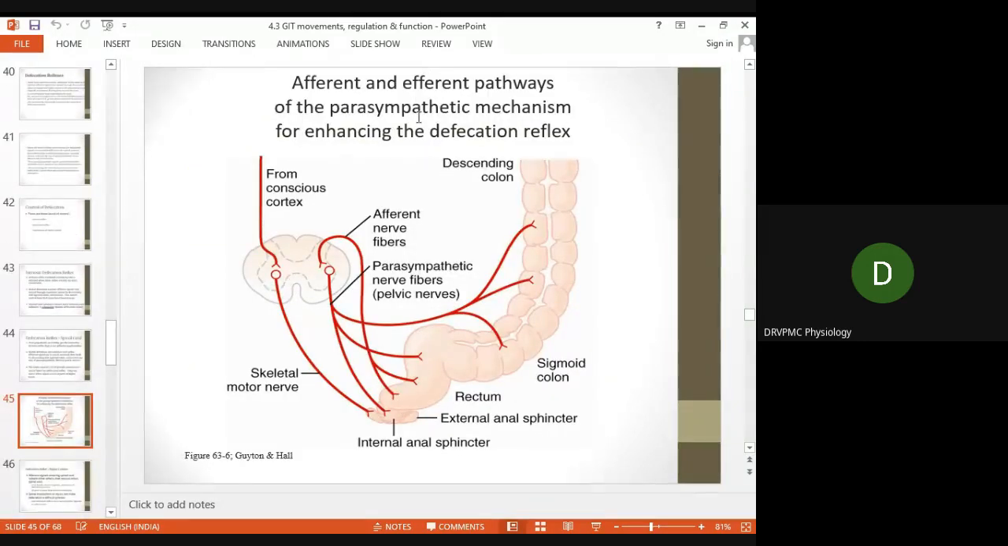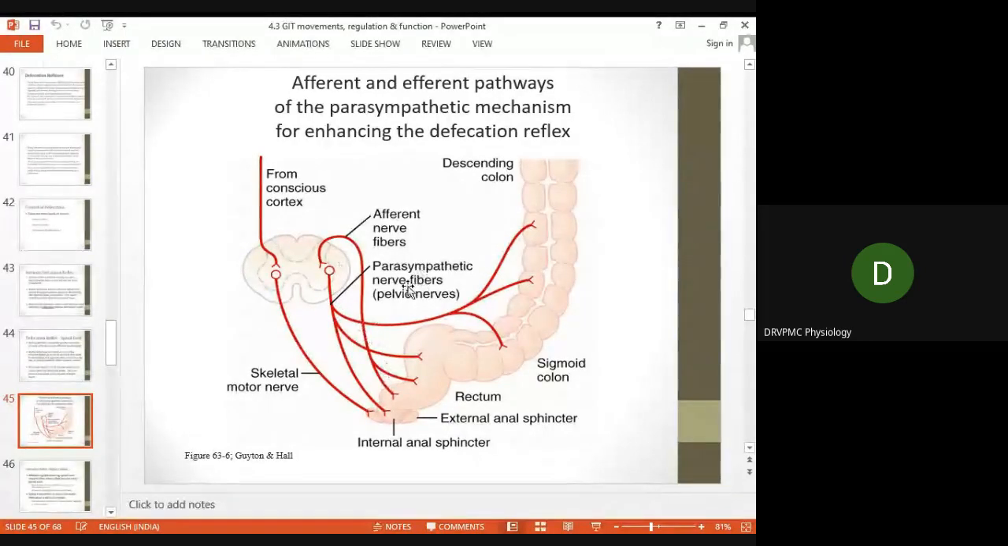Afferent and efferent pathways of the parasympathetic mechanism for enhancing the defecation reflex. Here you can see the descending colon, the sigmoid colon, the rectum, and the anal canal. The external sphincter is here and the internal sphincter. This is the spinal segment. From the conscious cortex, the signals will be from the higher centers into the spinal cord. You can see the afferent nerves are from the sphincter, the rectum, and even the sigmoid and descending colon. All this is afferent.